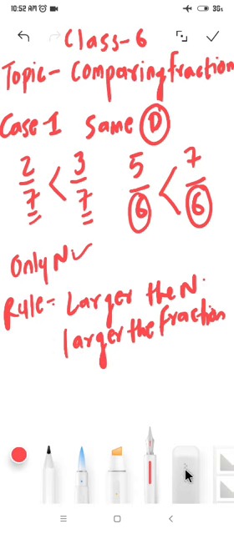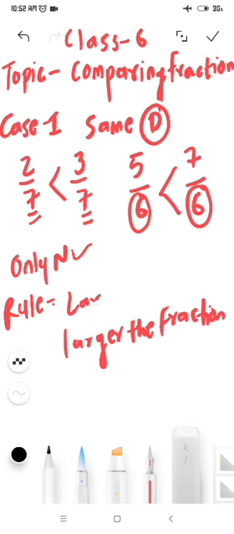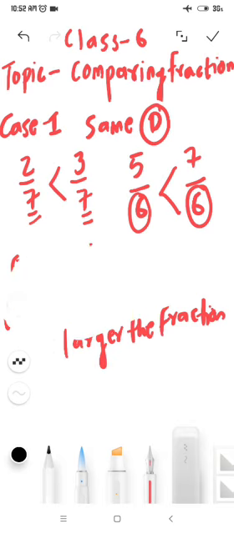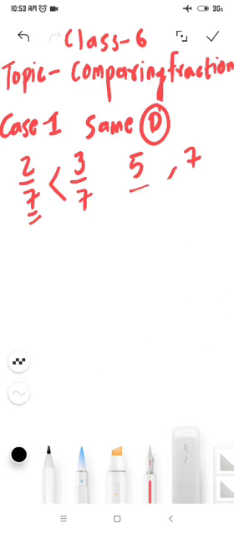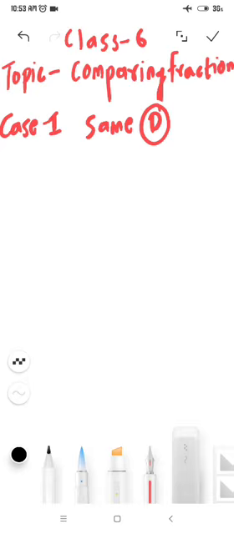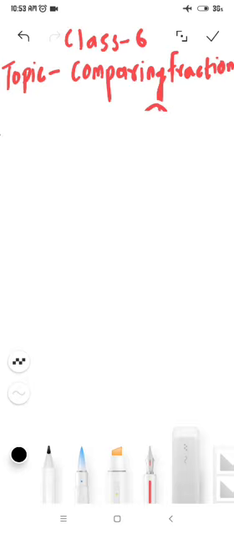Okay, now I am rubbing this. Okay, look at here dear student. Now the case second. Firstly I will rub this. Wait a little bit. Okay. Case second.